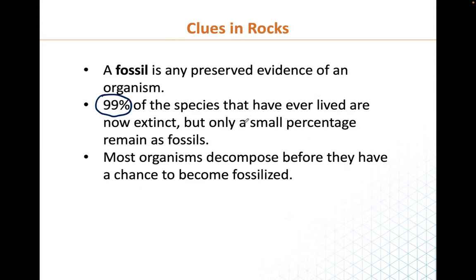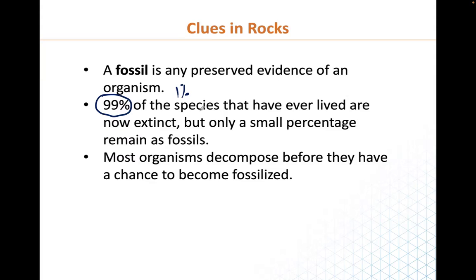99% of the species that have ever lived are now extinct. So the meaning is the ones we have today are all new species. The organisms we have today are new organisms because only about 1% of the ones that lived before remain. And we still have so many organisms today which have not been identified.